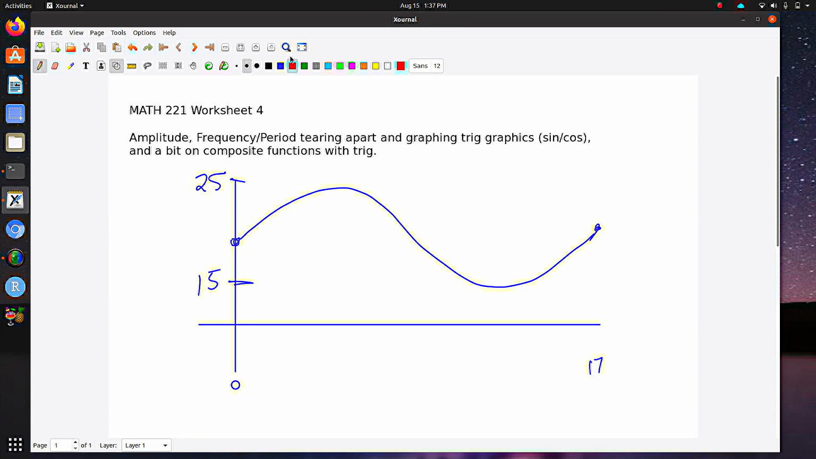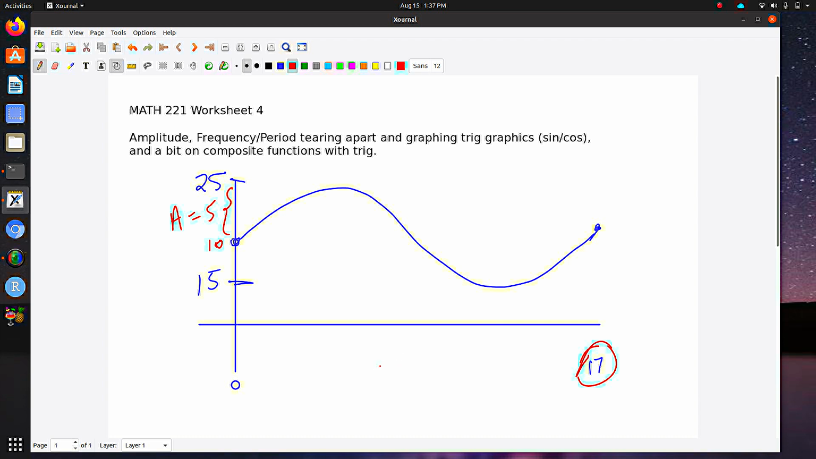And then I say, okay, well, the amplitude is half of this distance. So the distance between 25 and 15 is 10. So the amplitude is clearly 5. And so 10 is this halfway point. So that's the middle of that function. Now, what is the period? Well, I would like to know how I'm going to make the period.